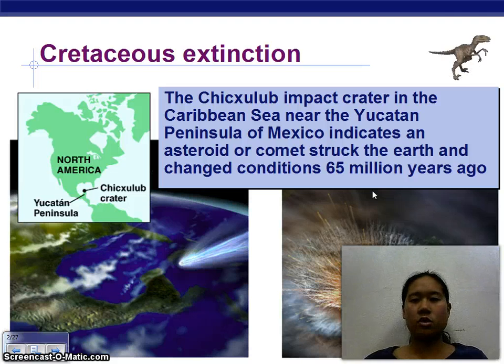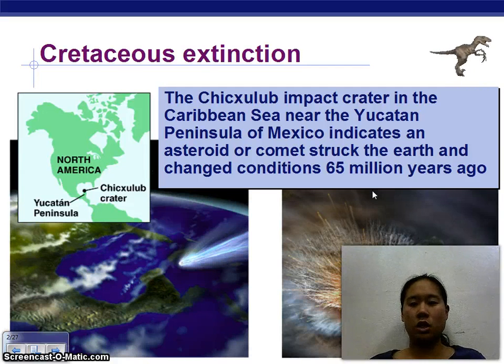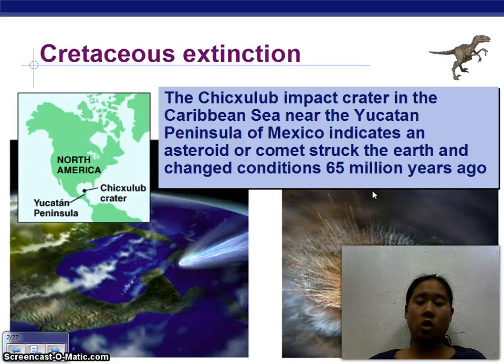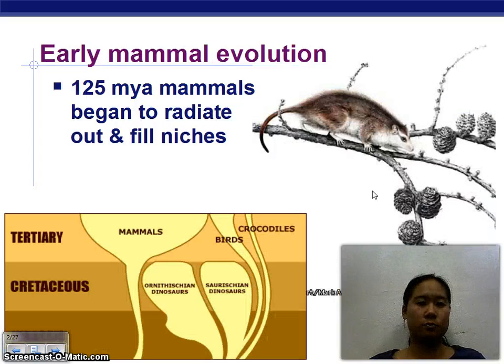So what happened for the Cretaceous? This is the idea behind why dinosaurs are extinct. We have an impact crater, and that's changing the conditions of the Earth, making it very difficult for photosynthesis and rapidly changing the quality of the air. From there, because the dinosaurs were no longer around, we had rapid mammal evolution. At 125 million years ago, we had adaptive radiation, where the mammals were able to fill in these niches that were no longer occupied by the dinosaurs.